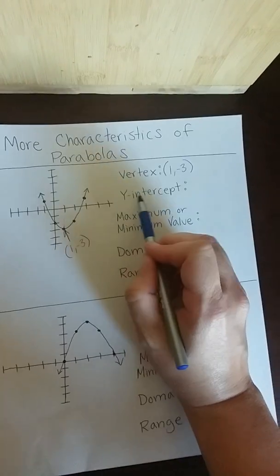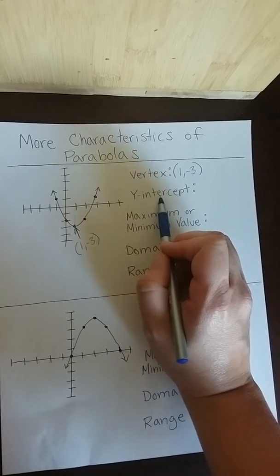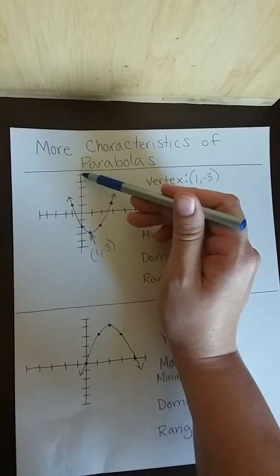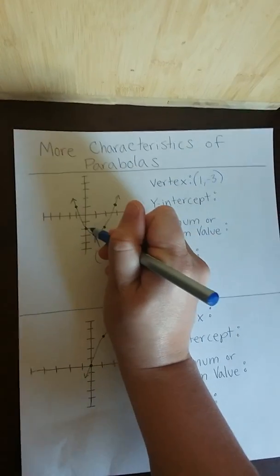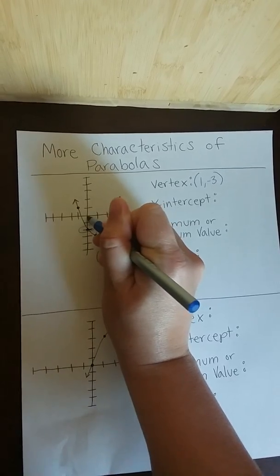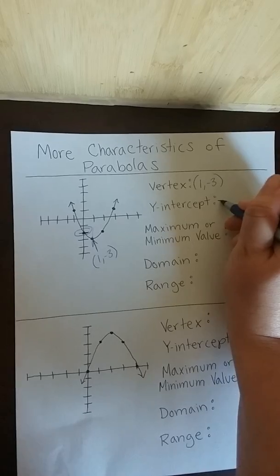Next, we're looking for the y-intercept. We haven't talked about y-intercept before with parabolas, but it's the same as y-intercept in any graph. It's the place where we cross the y-axis. So this is my y-intercept. And you just look at what number that's at. So that is at -2. So my y-intercept is -2.